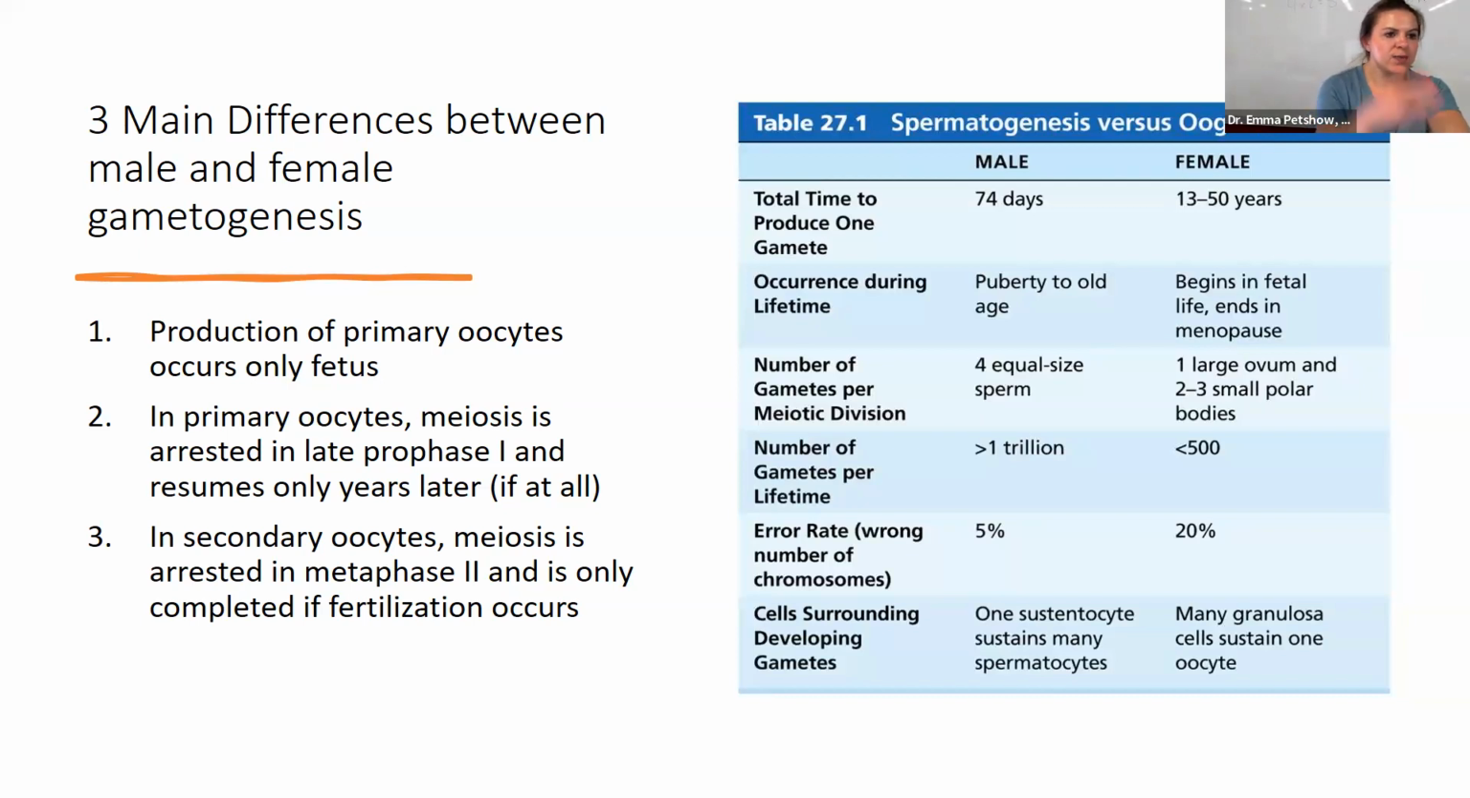So there are some changes. We have these arrested stages because we're born with all of our primary oocytes, in theory, at birth. And you can see some comparisons between the two gametes. If you think about the number of gametes per lifetime: women, less than 500; men, 1 trillion or more. It's a very stark contrast. That's why conception is such a crazy thing to think about.